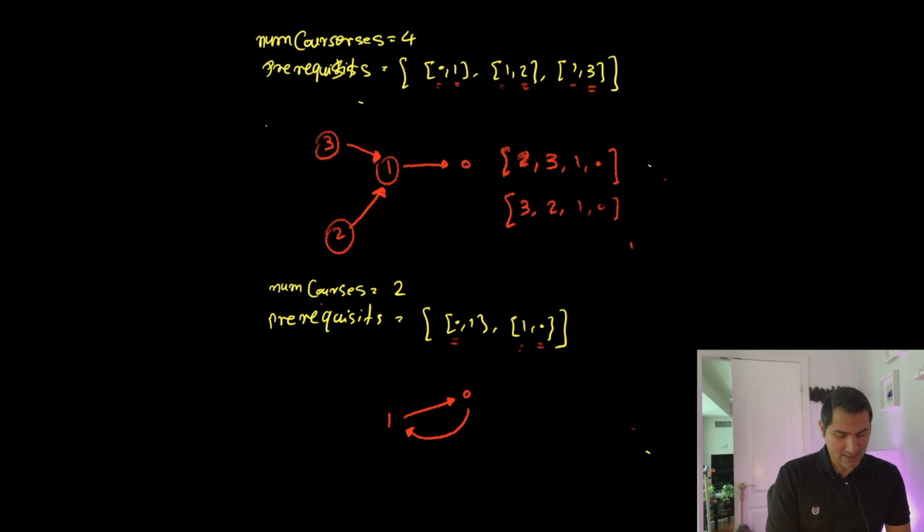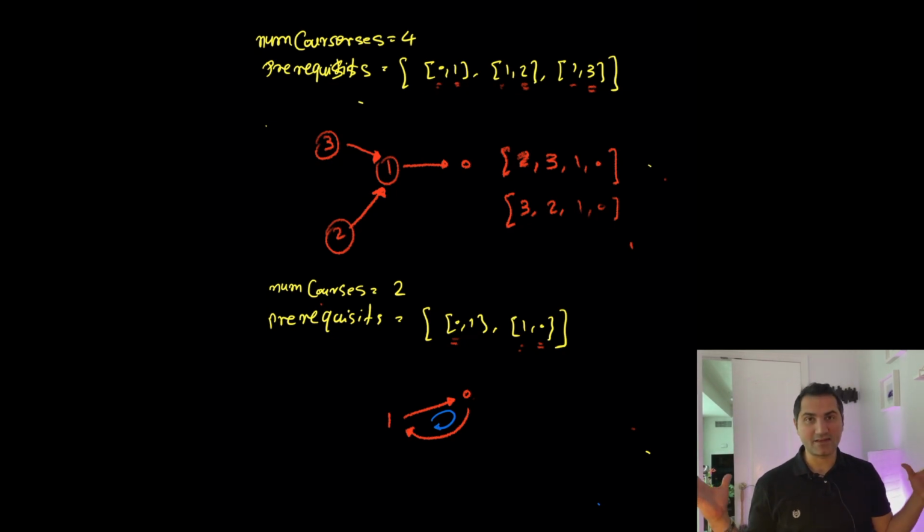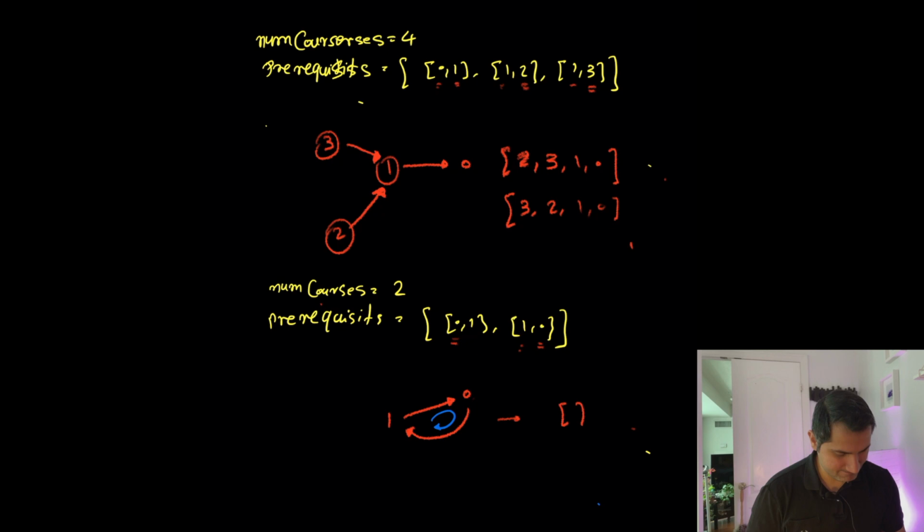No, because I cannot take course 1 since I have to first take course 0, and I cannot take course 0 because before that I have to take course 1. So they depend on each other, and as you can see, there's a loop. That means there's no way I can pass these courses because they all depend on each other. And the answer is basically an empty array. I cannot take these courses.